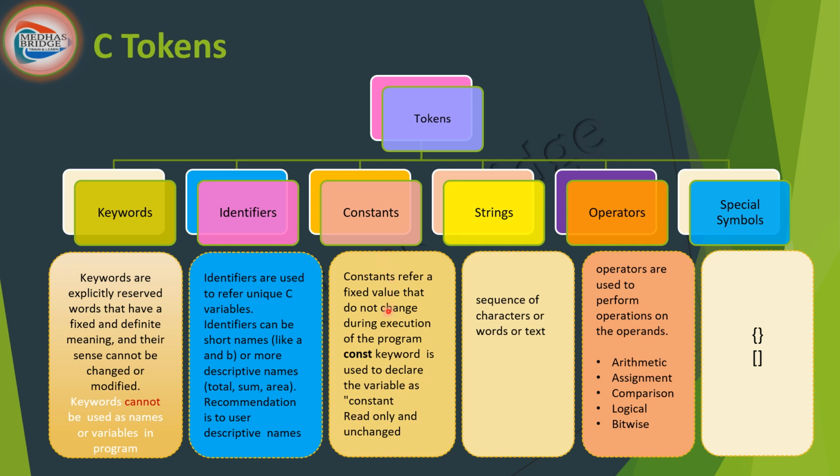Constants are fixed values that do not change during the execution of the program. Const is a keyword that you use with a variable if you want it to have a read-only, unchanged nature. Whereas strings, a sequence of characters as words or text, is what we refer to as strings. In the case of operators, we have arithmetic operators, assignment, comparison, logical, bitwise, and these are all operators. Operators are used to perform operations on operands, right? This is a standard definition. Special symbols, we talk about it.